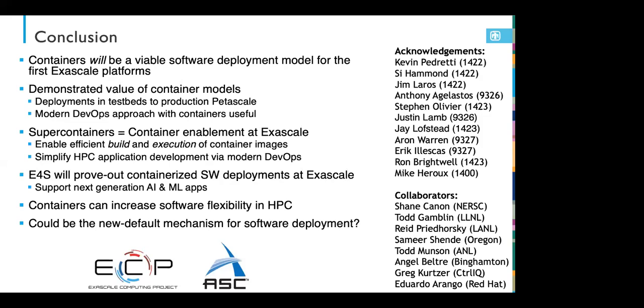So all this is put together in this notion of supercontainers, where we're really focusing on the efficient build and execution of these images. And I really think E4S is going to be our number one tool to really prove out this framework at Exascale. It'll be our first full, really capable software stack that embodies a lot of what ECP has worked so hard for. To really be able to deploy this with a container is going to be a powerful notion.